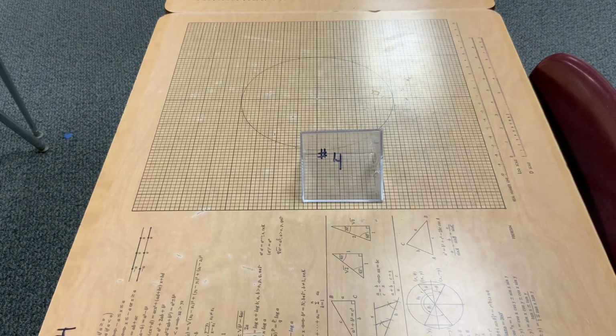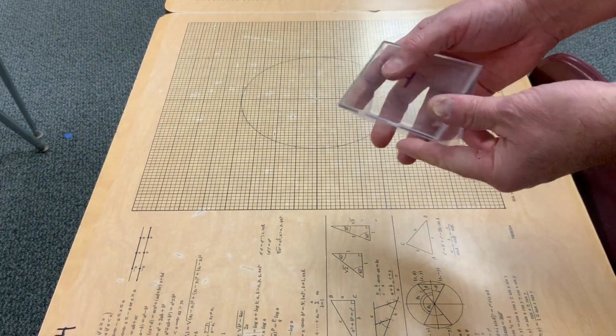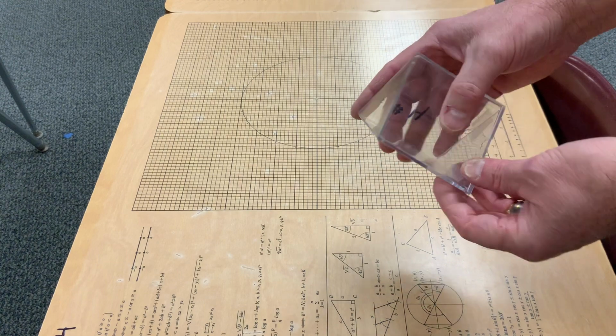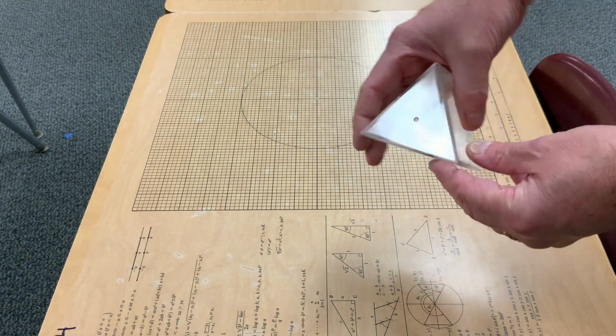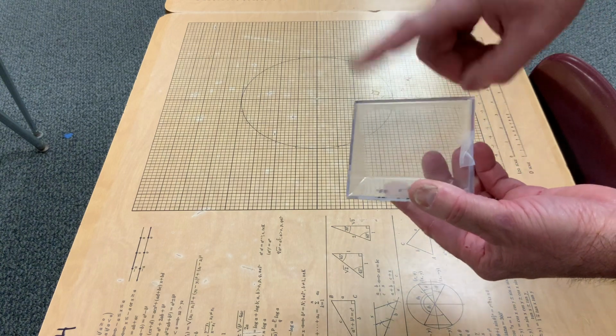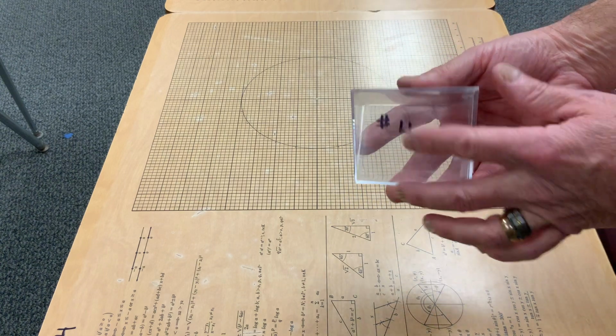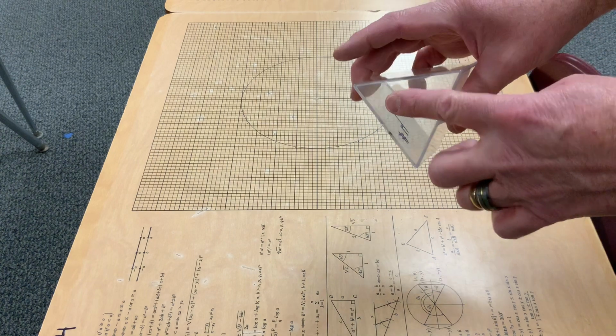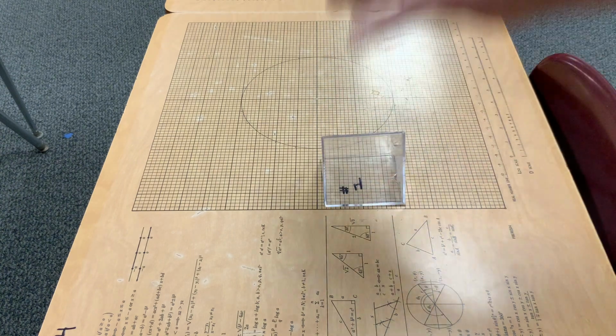Here we go. Another polyhedron. This polyhedron is actually a prism. It is a triangular prism. And it has 1, 2, 3 rectangular faces and 1, 2 triangular faces.